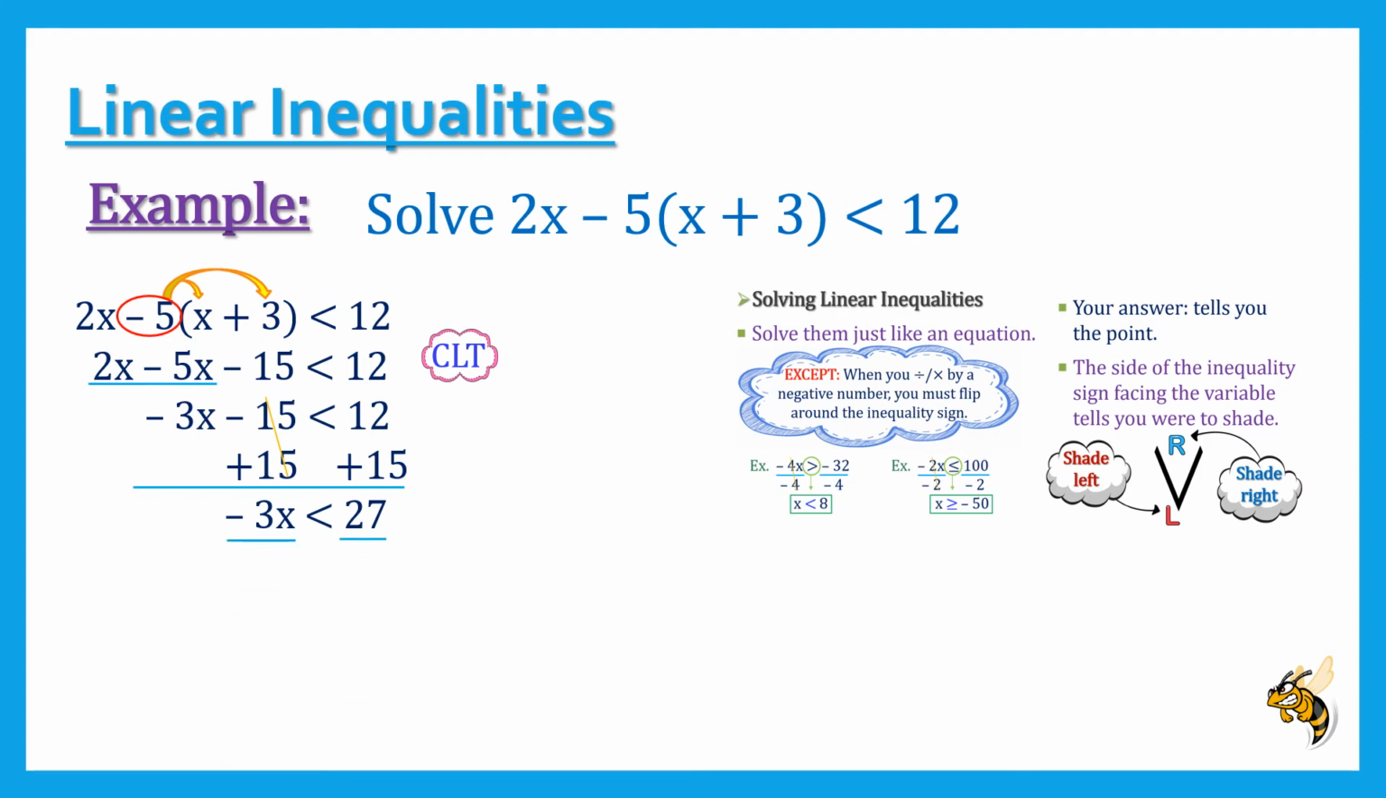Divide both sides by negative 3. And we are dividing by negatives, so we need to flip the inequality sign in the opposite direction. So now it's going to be x that is greater than negative 9.